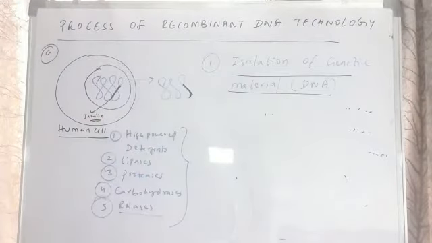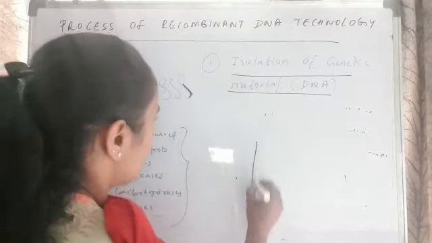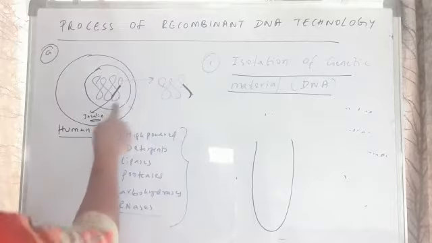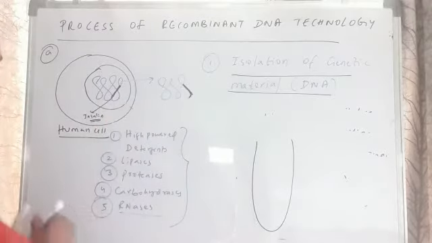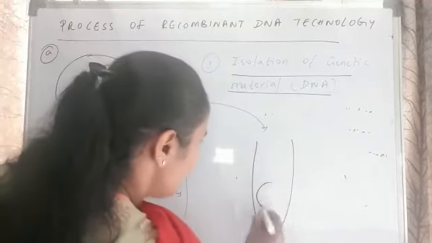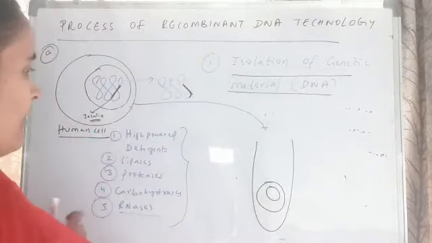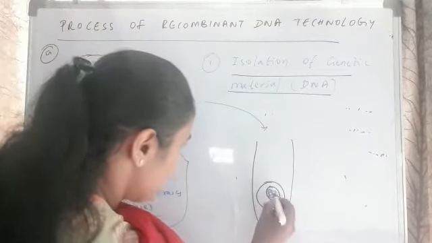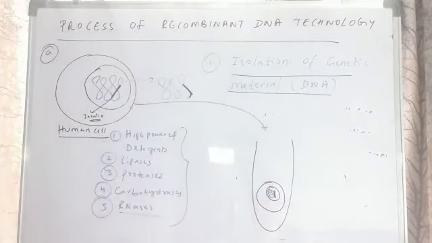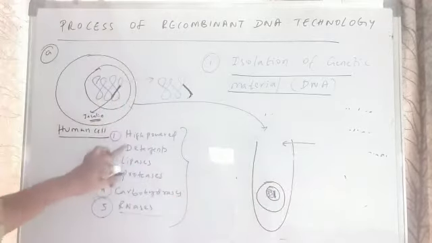So first what we do is, we will be taking, so this is a test tube. In this test tube, we will be adding this human cell, imagine. So I am adding this human cell. Right? And then the next procedure, which you are already aware of, I will be adding, the first thing is high powered detergents.